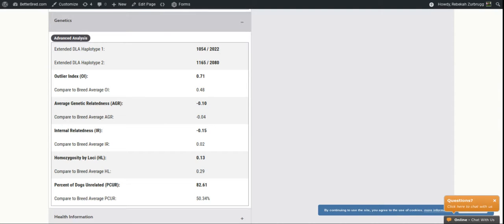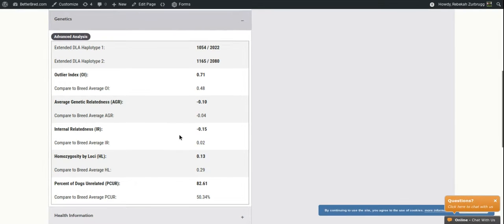So probably his sire being inbred led to a low IR because the sire was very unrelated to his dam, would be my guess. So here he's unrelated to 82.61% of the population versus the breed average being 50.34. And again, this number and AGR and even the OI will change as more of the Labrador population is sampled and we get a better idea what genetics are out there. Likely, if we've tried very hard to find diversity worldwide, we might find that certain genes are more common than we had thought previously once more mainstream lines are sampled.